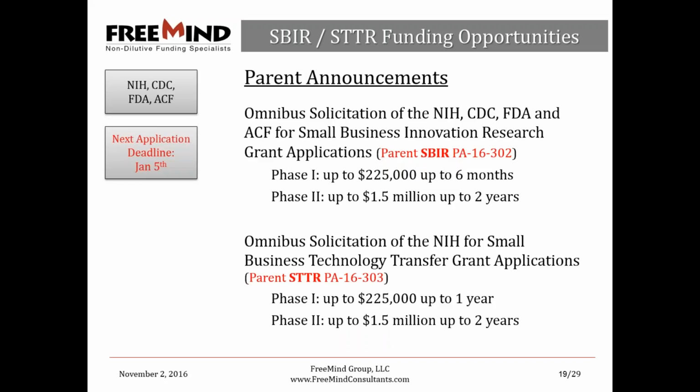So let's look at the announcements themselves. So first of all, the parent announcements. The first one here is the parent announcement for SBIRs. That is the omnibus solicitation for the NIH, CDC, FDA, and ACF for small business innovation research grant applications. And basically, as I mentioned, Phase 1 up to $225,000 up to 6 months. Phase 2 up to $1.5 million up to 2 years of research.